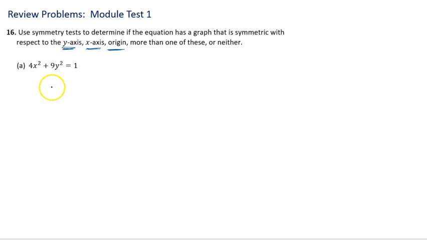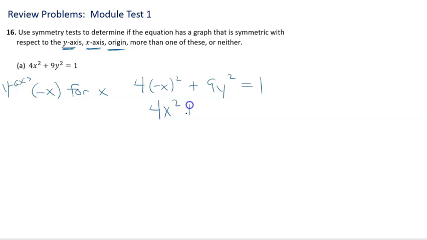So y-axis symmetry, what you do is you plug in negative x for x. Okay, and this is the first one, the y-axis symmetry. And so that's going to be 4 times negative x squared plus 9y squared, I'm not messing with the y, equals 1. And then you simplify it. 4x squared plus 9y squared equals 1. It passes the test if it matches the original. And notice it does. So it has y-axis symmetry.